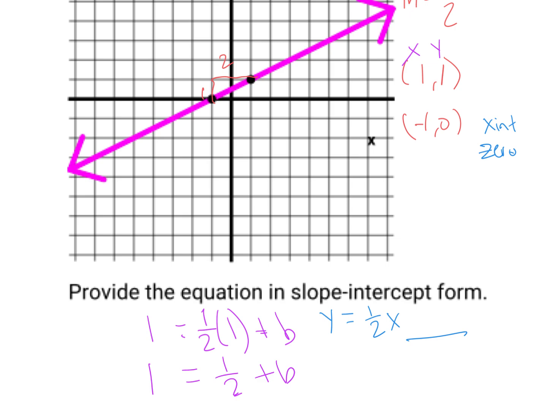Opposite of positive 1/2 would be negative. So subtract 1/2 from both sides, and b equals, what is 1 minus 1/2? 0.5. Which is what fraction? 1/2. Exactly. So plus 1/2. Does that make sense?